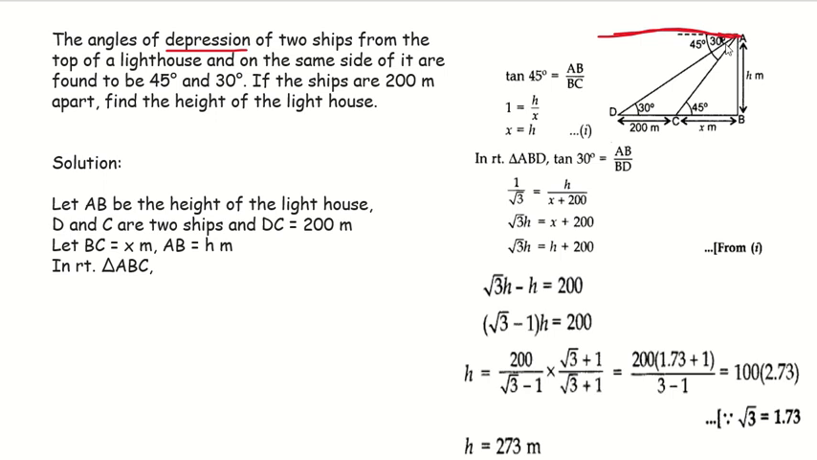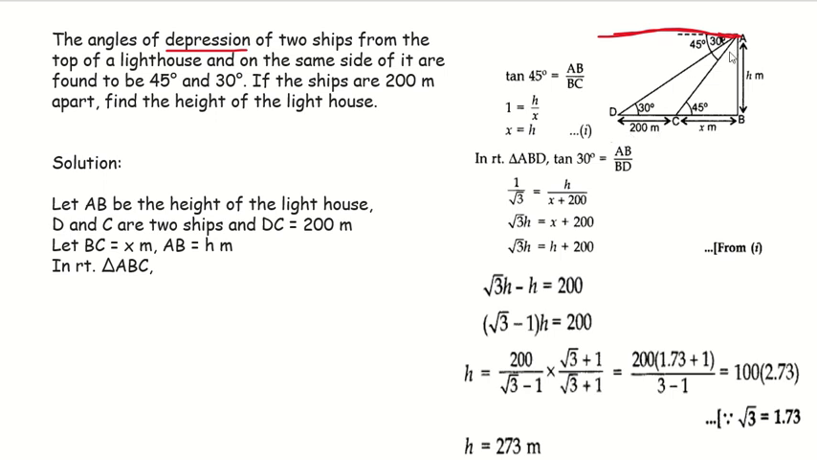And see, the first ship, what they have given: the angle of depression is 30 degrees, and the second ship is 45 degrees. The first ship I have drawn as D, with 30 degrees. With C we are getting 45 degrees. And the distance between them is 200 meters.